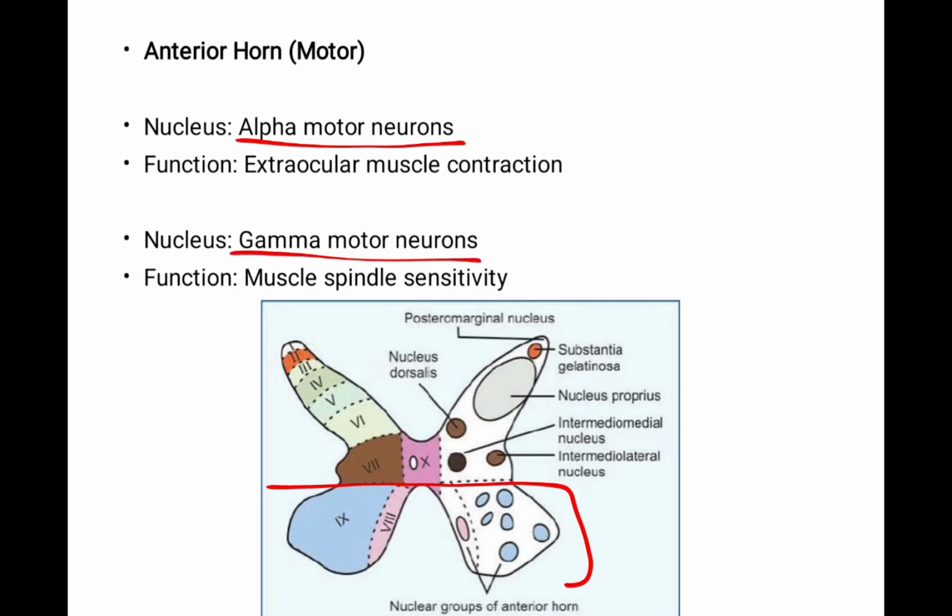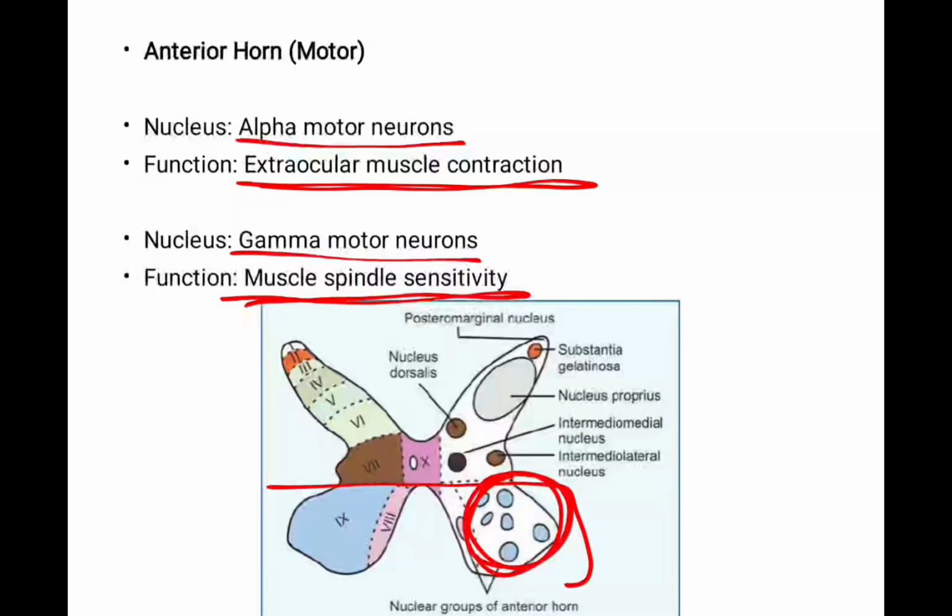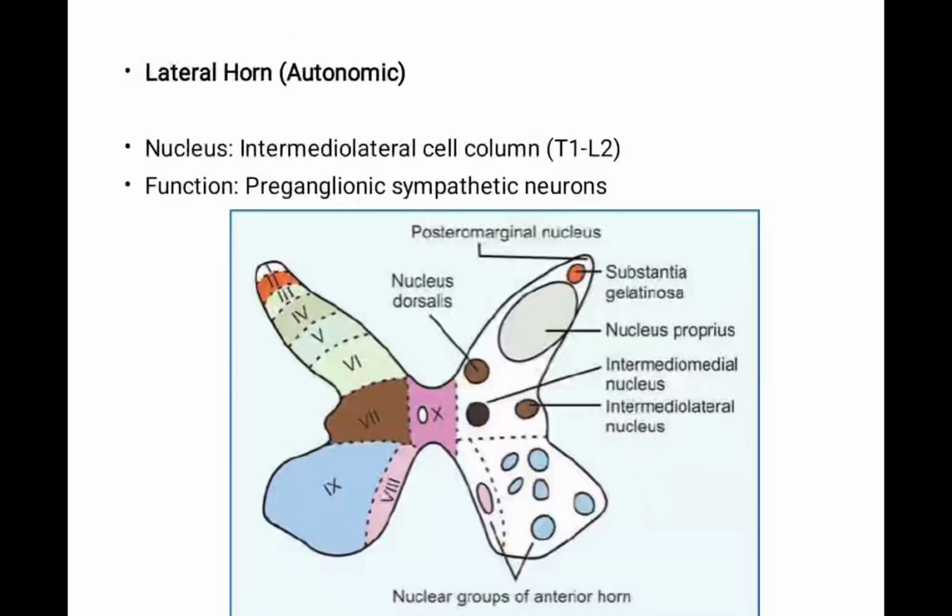Remember, we said the motor neurons are in the anterior part, for motor and skeletal muscle control. The alpha motor neurons are responsible for skeletal muscle contraction, while the gamma motor neurons have muscle spindle sensitivity. So we have the nuclear group of the lateral horn, which we said is autonomic, and the nucleus here is the intermediolateral cell column, T1 to L2.